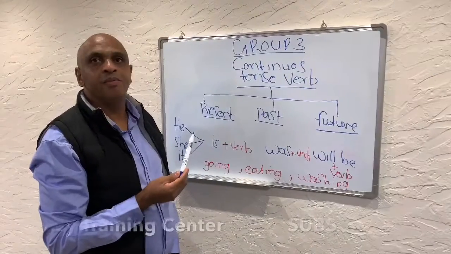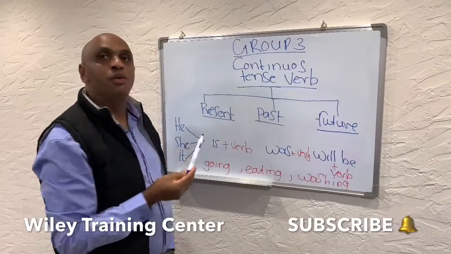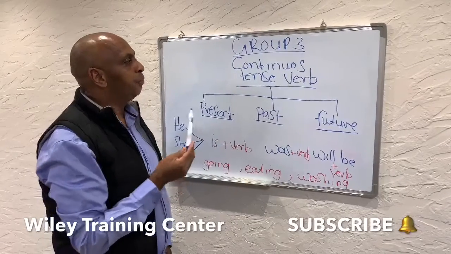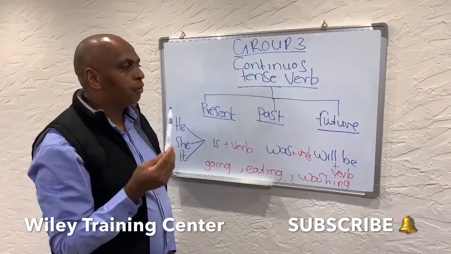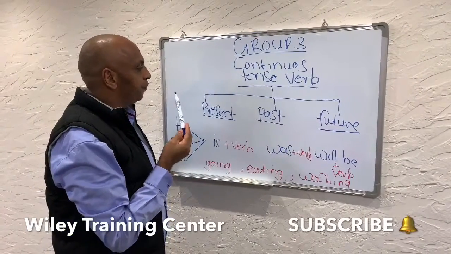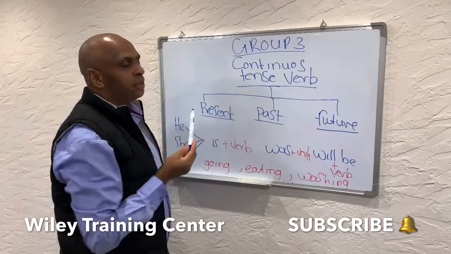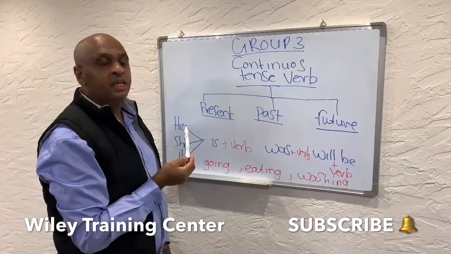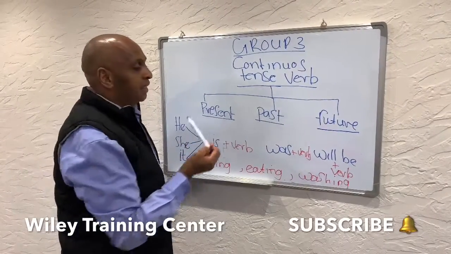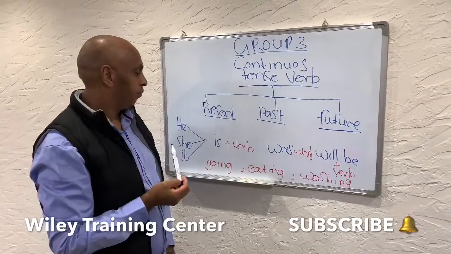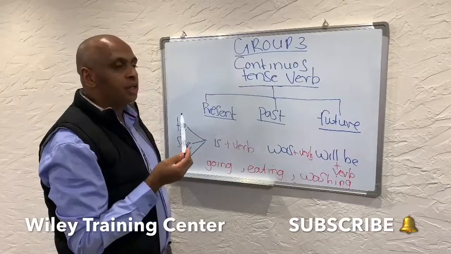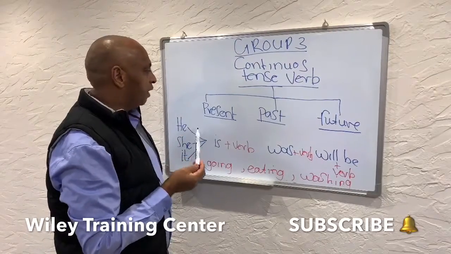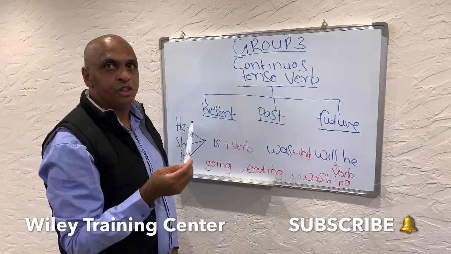In this video, we are going to look at group 3. Group 3 is the continuous tense verbs. In the same way, we are going to divide this group, the continuous tense verb, into 3 parts: the present, the past, and the future. The continuous tense verb is made by adding ing to the present verb.